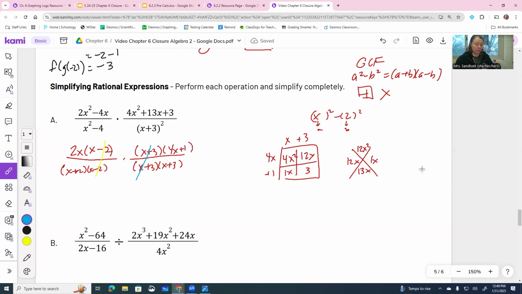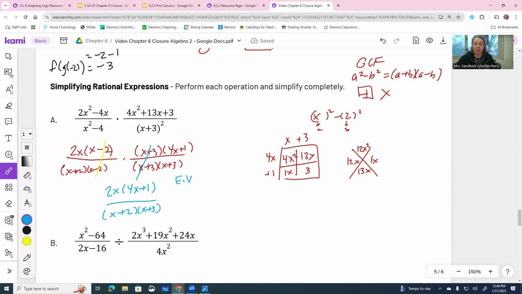And just make sure I'm not screwing anything up here, right? That's all I'm seeing. Those are my only pairs. So what am I left with on top? I'm left with a 2x times a 4x plus 1. And then on the bottom, I have an x plus 2 times an x plus 3.